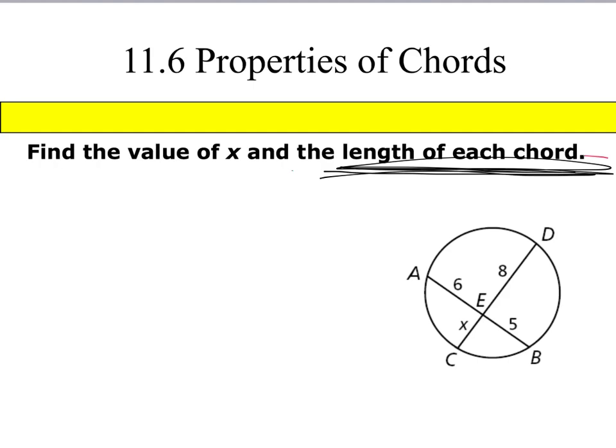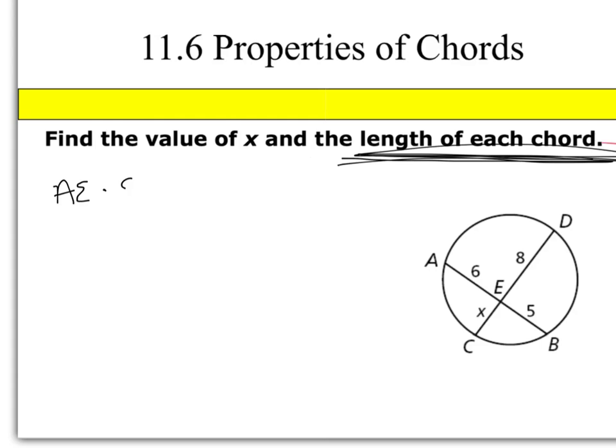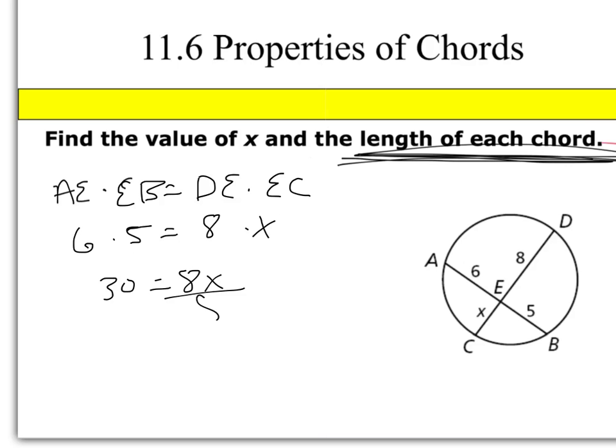All right, so if I look at this, I multiply the two segments together on one chord, multiply the two segments on the other chord, and set them equal to each other. So I need to take AE times EB is equal to DE times EC. That's 6 times 5 is equal to 8 times x. When I do that, I get 30 is equal to 8x. That's not going to be pretty. It's going to end up being a decimal, and x is going to equal 3.75. It's okay if it's a decimal. Then I now have x.